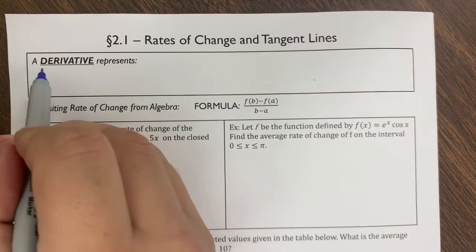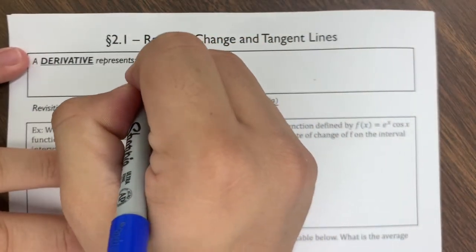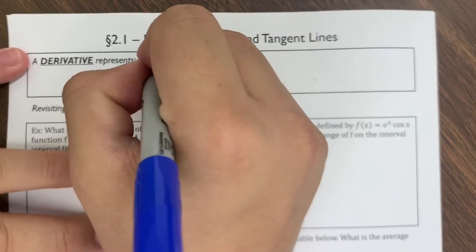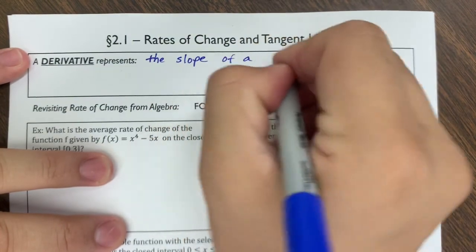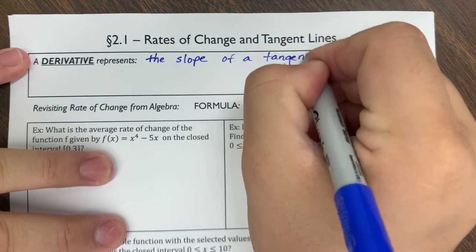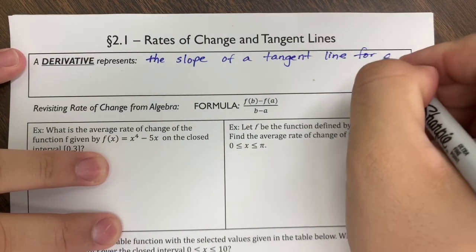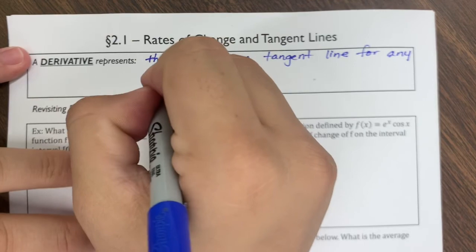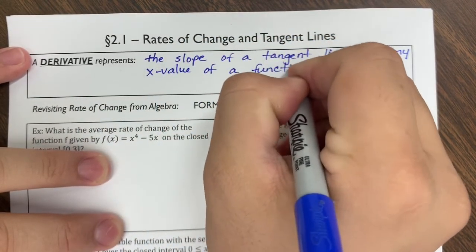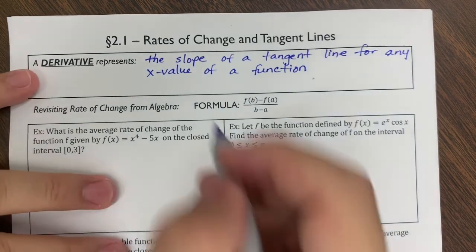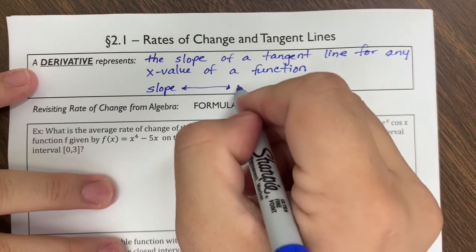So the first thing you have to understand is that a derivative represents the slope of a tangent line for any x value of a function. And of course, sometimes they interchange the words slope and rate of change. You just have to remember that they mean the same thing.